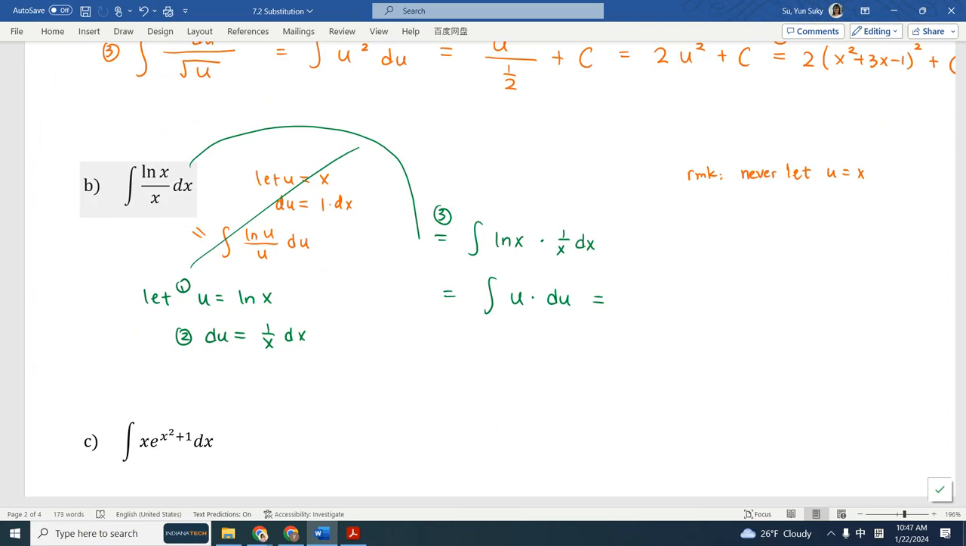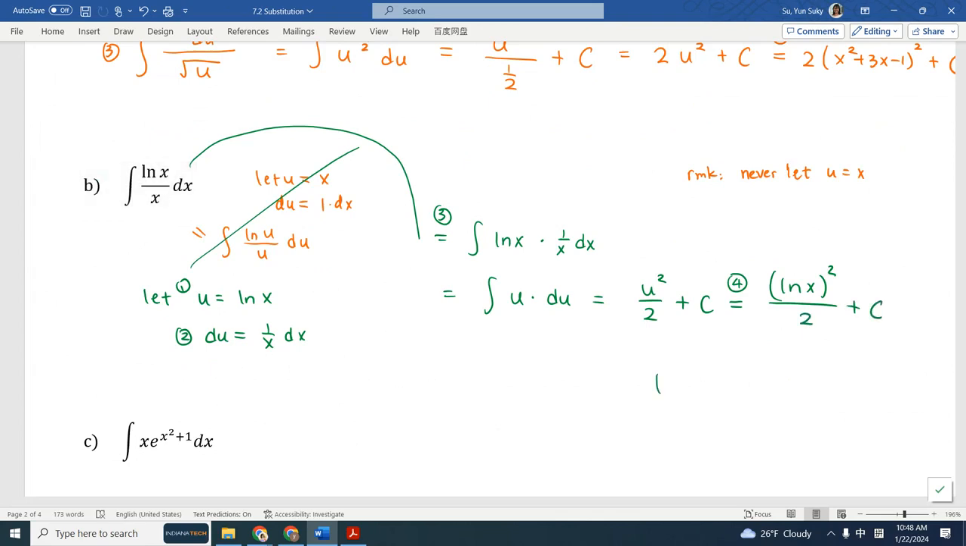Okay. So what is the integral of u? Integral of u is, yeah, u squared over 2 plus c. What is u? So put the x back. What is u? Yeah, ln x, quantity squared, over 2 plus c.